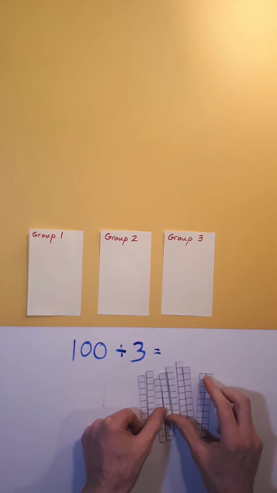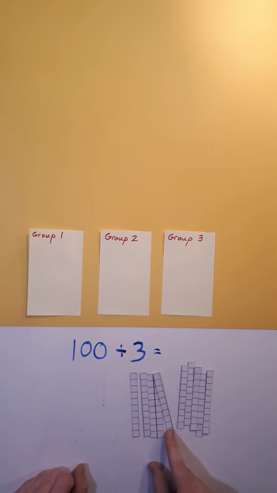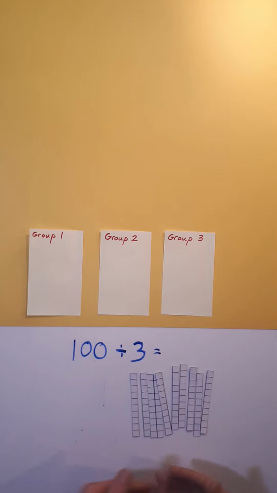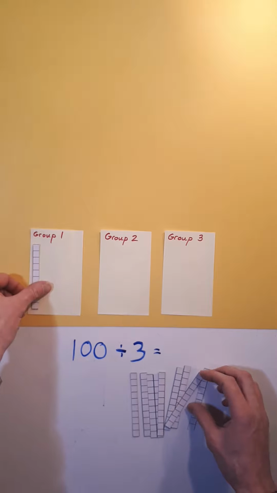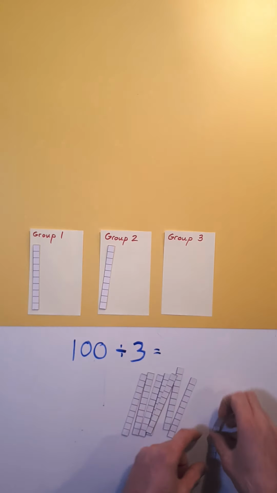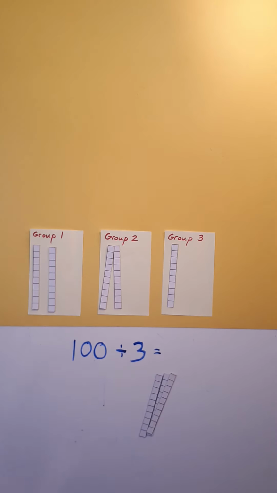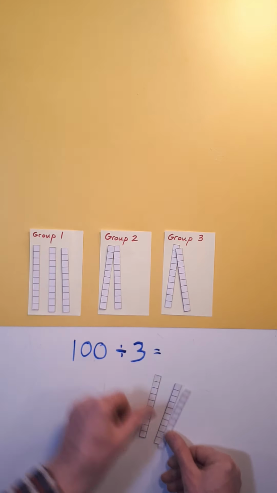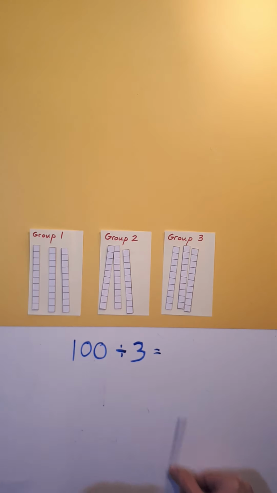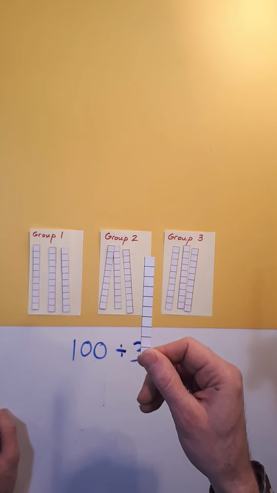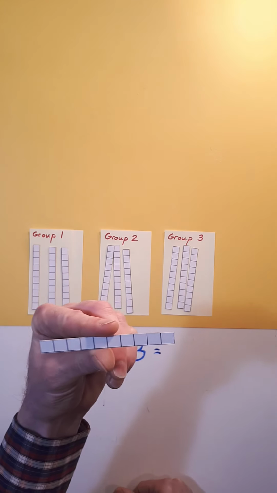So we have here, how many groups of 10? 1, 2, 3, 4, 5, 6, 7, 8, 9, 10. 10 groups of 10. Now let's try dividing those between these 3 groups here. Okay, trying to share it around, keep it nice and even like we did when we had 90. But now I have 1 group of 10 left over.